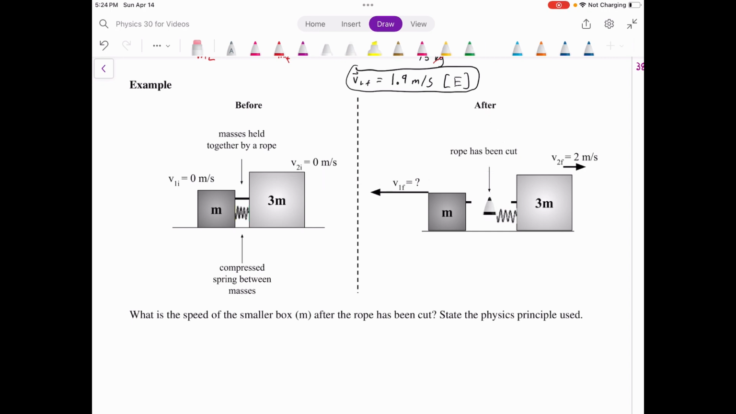Afterwards, they cut the rope, and as a result, they shoot away from each other, right? That spring pushes them away from each other. So this is essentially an explosion, right? I mean, might not be like a bomb going on, but from a physics standpoint, this is an explosion.